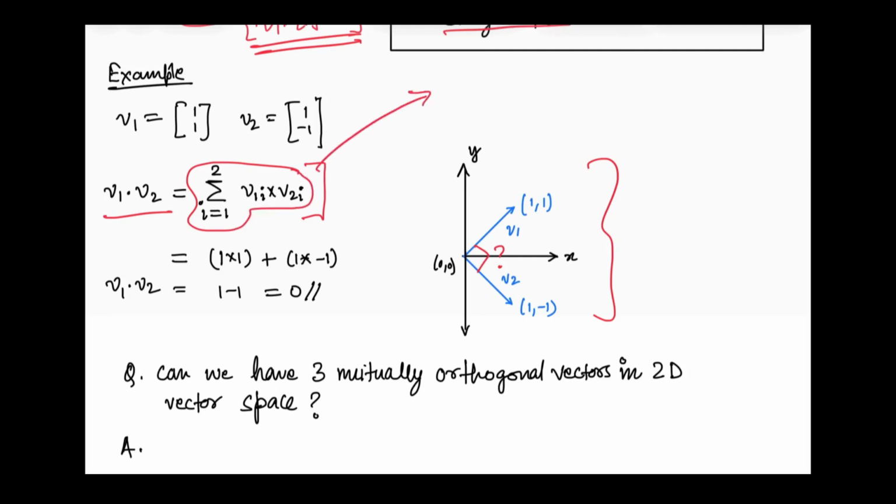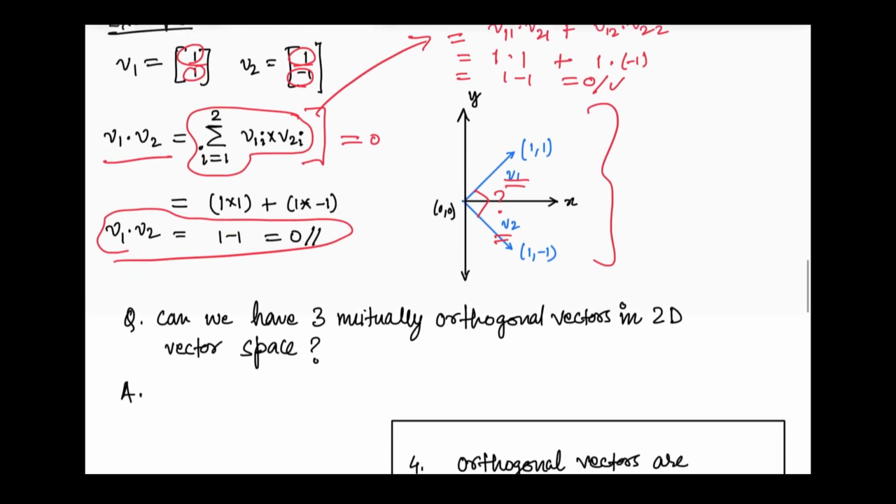So if we expand this formula, what we are going to get is v11 multiplied by v21 plus v12 multiplied by v22. v11 is 1, v21 is 1, plus v12 is 1, v22 is minus 1. This comes out to be 1 minus 1 equals 0. Since the dot product is coming out to be 0, these vectors v1 and v2 are at 90 degrees. This is what is simply written here.